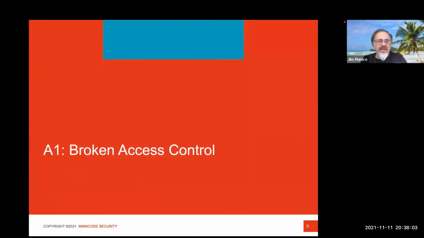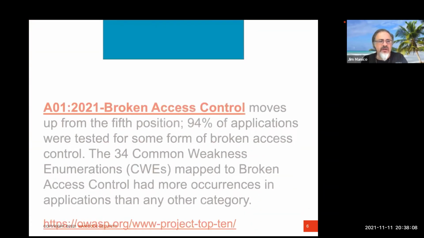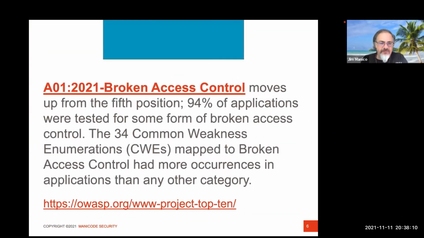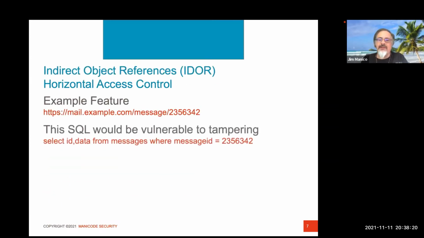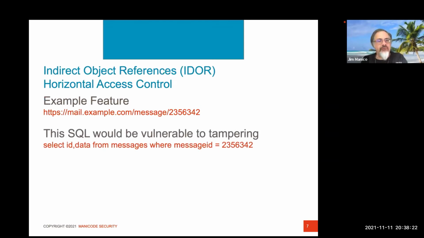Number one is broken access control. I am thrilled to see this move to number one. This is up from the 5th position. 94% of apps have some kind of broken access control. There are 34 common weakness enumerations that map to access control. The biggest problem is indirect object reference.